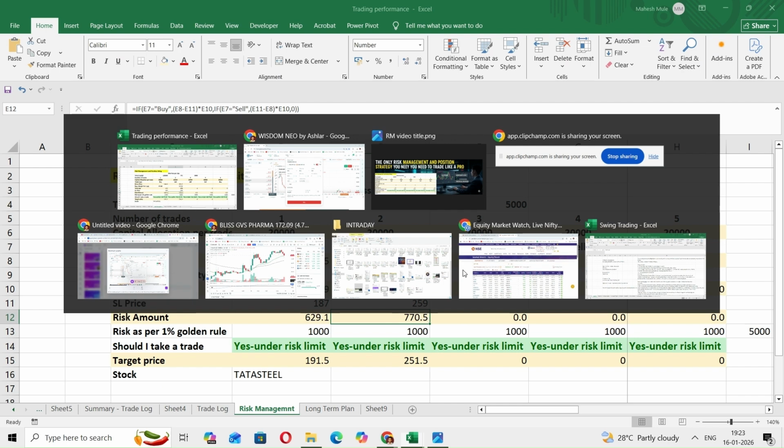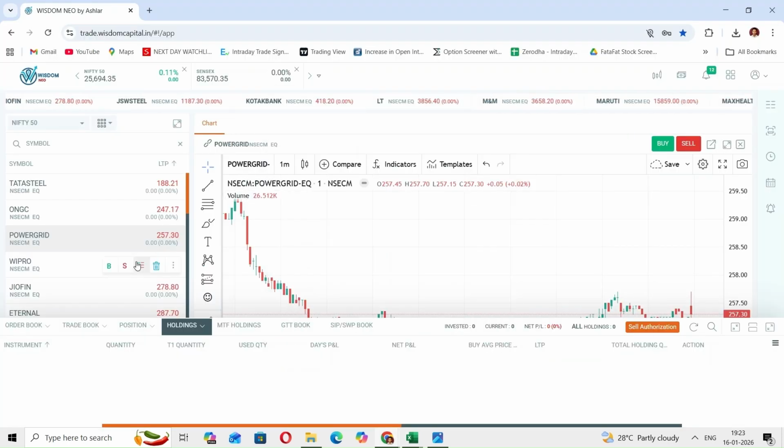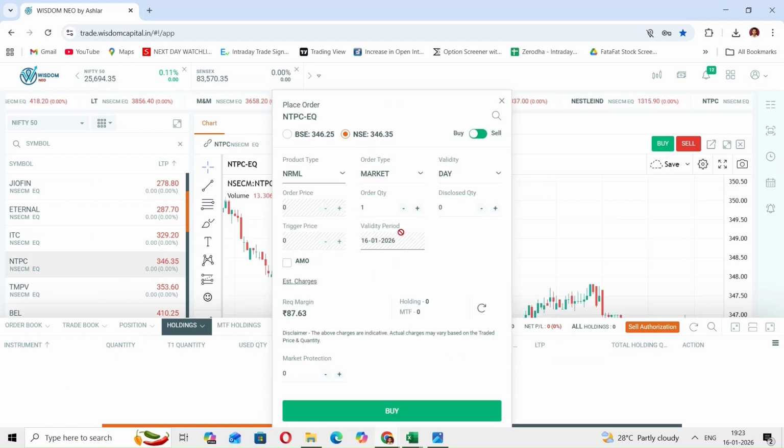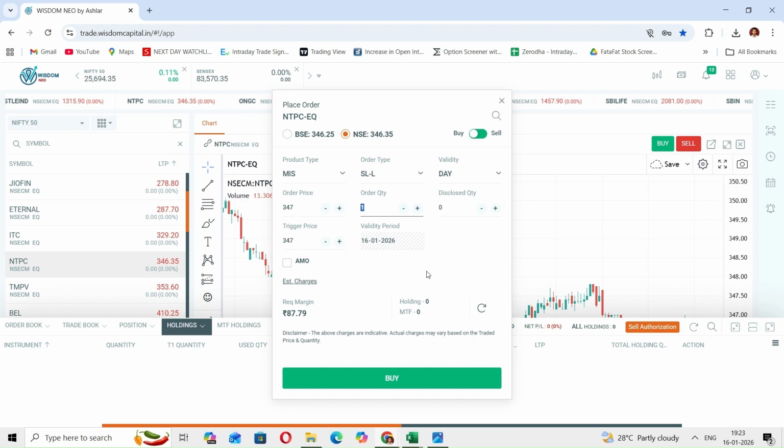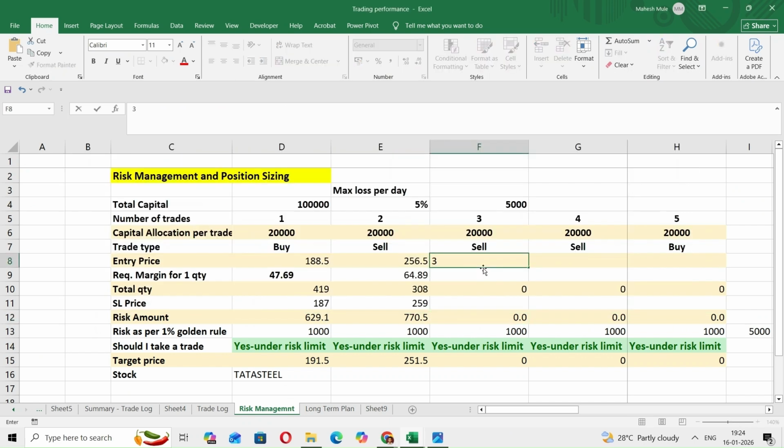Now suppose I want to take a third trade. Take an example of NTPC. For NTPC, again MIS, SL. Again, I will take a buy trade. Current price is 346.35, so my order price is 347, and for one quantity I need 87.79 rupees margin. So I will put here 347 entry price and 87.7 required margin for one quantity. Here suppose my SL is around 344.5 rupees. Sorry, here I need to select buy. Okay, so 344.5 is my SL.